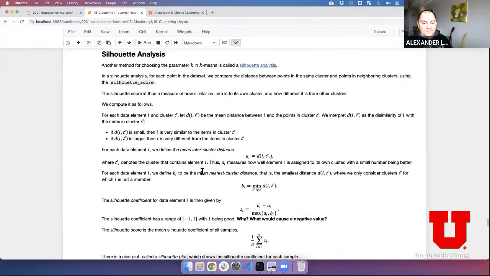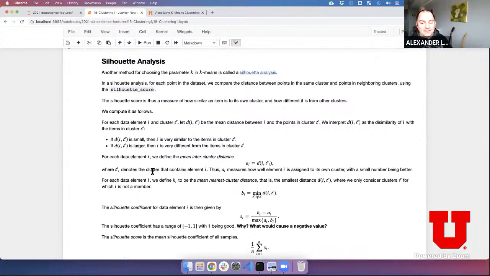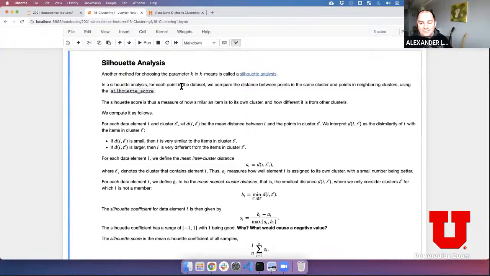Silhouette analysis is another good method for choosing k in k-means. Here, for each point in the data set, we compare the distance between points in the same cluster and points in neighboring clusters using the silhouette score. And the silhouette score is a measure of how similar an item is to its own cluster and how different it is from other clusters. So it's not just a measure of how well it fits, but also how well it would fit or how different it is from another cluster.